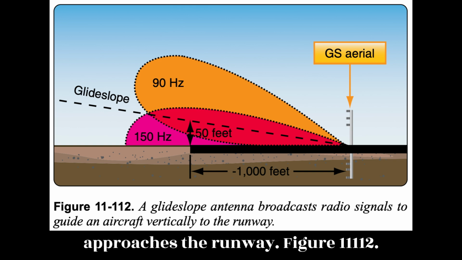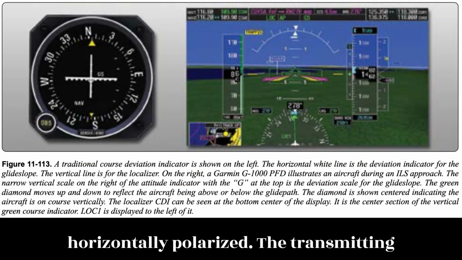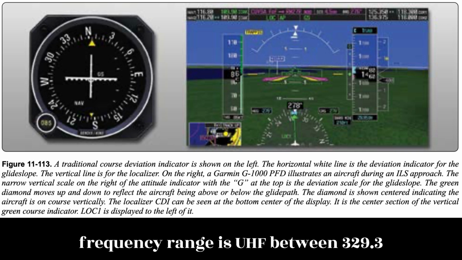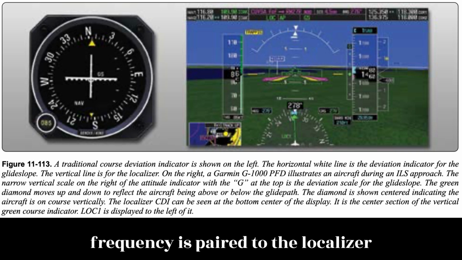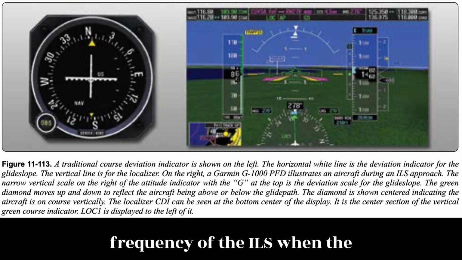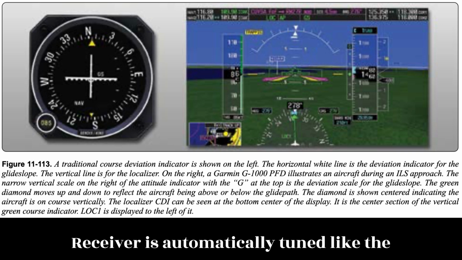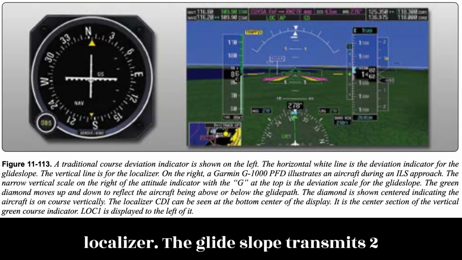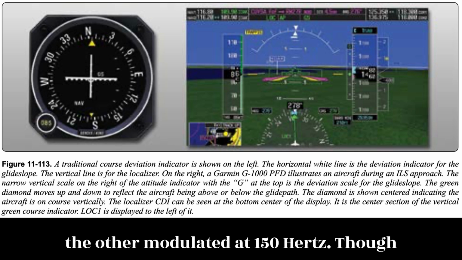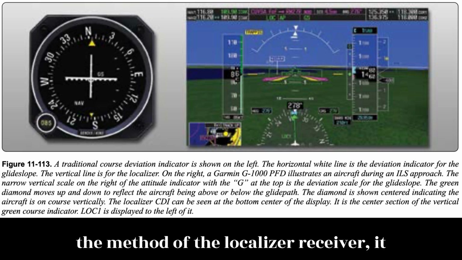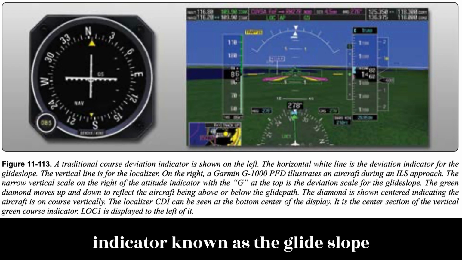Figure 11-112. The glideslope transmitter antenna is horizontally polarized. The transmitting frequency range is UHF between 329.3 MHz and 335.0 MHz. The frequency is paired to the localizer frequency of the ILS. When the VOR/ILS receiver is tuned for the approach, the glideslope receiver is automatically tuned. Like the localizer, the glideslope transmits two signals, one modulated at 90 Hz and the other modulated at 150 Hz. The method is the same as the localizer receiver. It drives a vertical course deviation indicator known as the glideslope indicator.